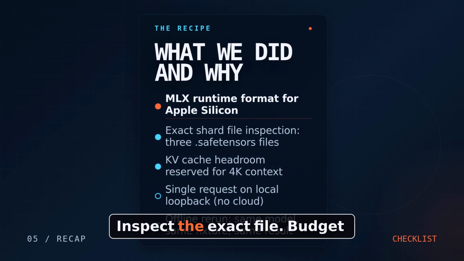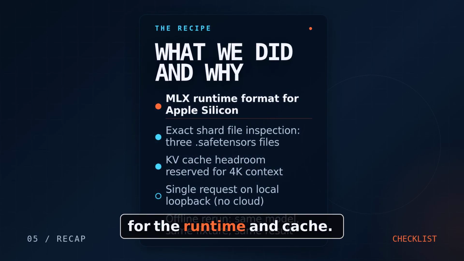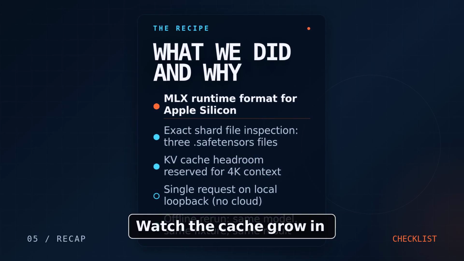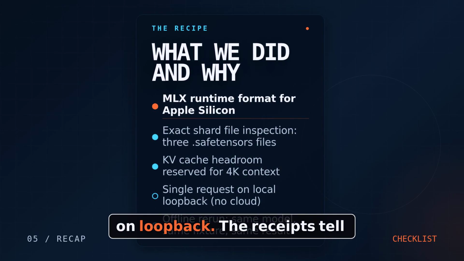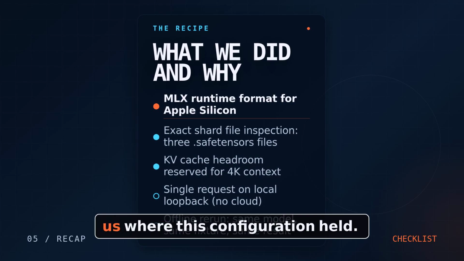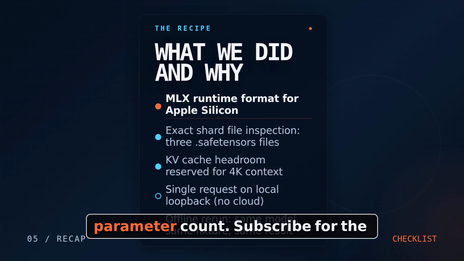That is the rule. Inspect the exact file, budget for the runtime and cache, watch the cache grow in normal use, keep the endpoint on loopback. The receipts tell us where this configuration held. That is better than a parameter count.